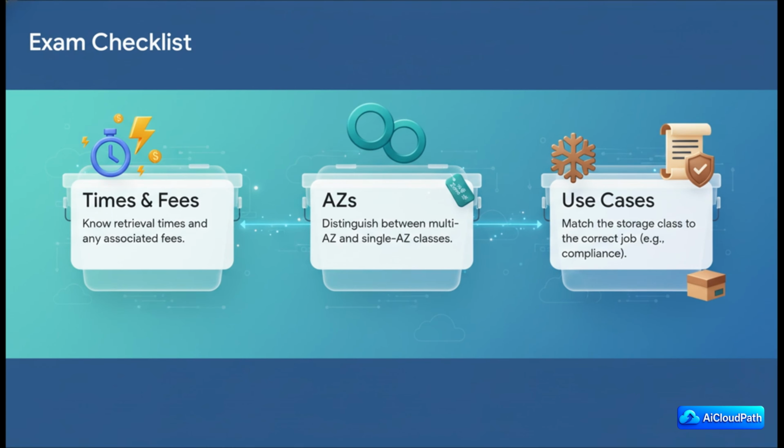So here's your mental checklist for exam day. First, think about retrieval times and fees. Is access in milliseconds or hours, and is there a fee to get it back? Second, understand the availability zone difference. Is the data in one zone or spread across multiple? That's the key for One Zone IA. And third, be able to match the class to the use case. If a question mentions compliance, your brain should immediately scream Glacier Deep Archive.